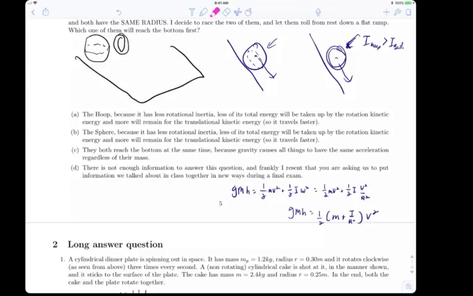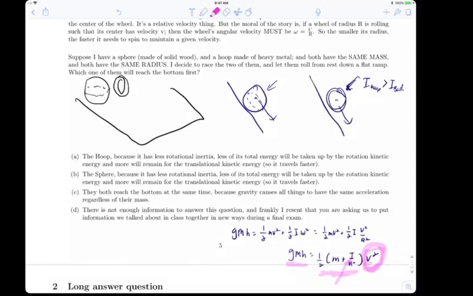So the question is, which one moves faster? I'm talking about its speed, right? Its speed's going to be this number divided by this number. So the bigger the moment of inertia is, the smaller the speed's going to be. In other words, something with a bigger moment of inertia takes more energy to get it up to a certain speed, to roll at a certain speed. So which one goes faster? The hoop, because it has less rotational inertia.